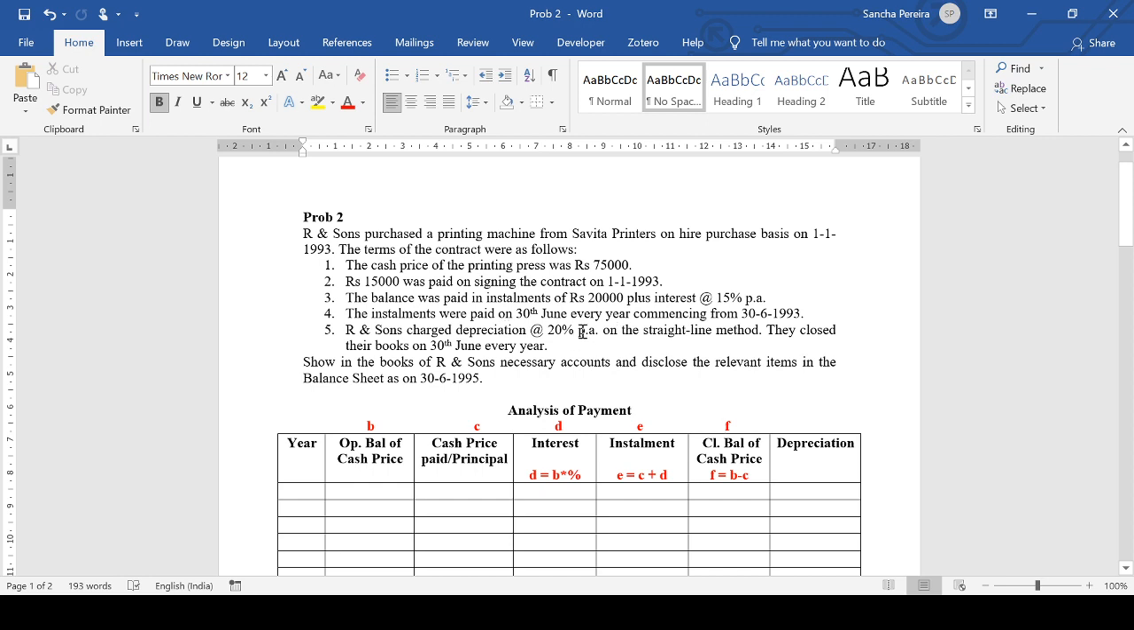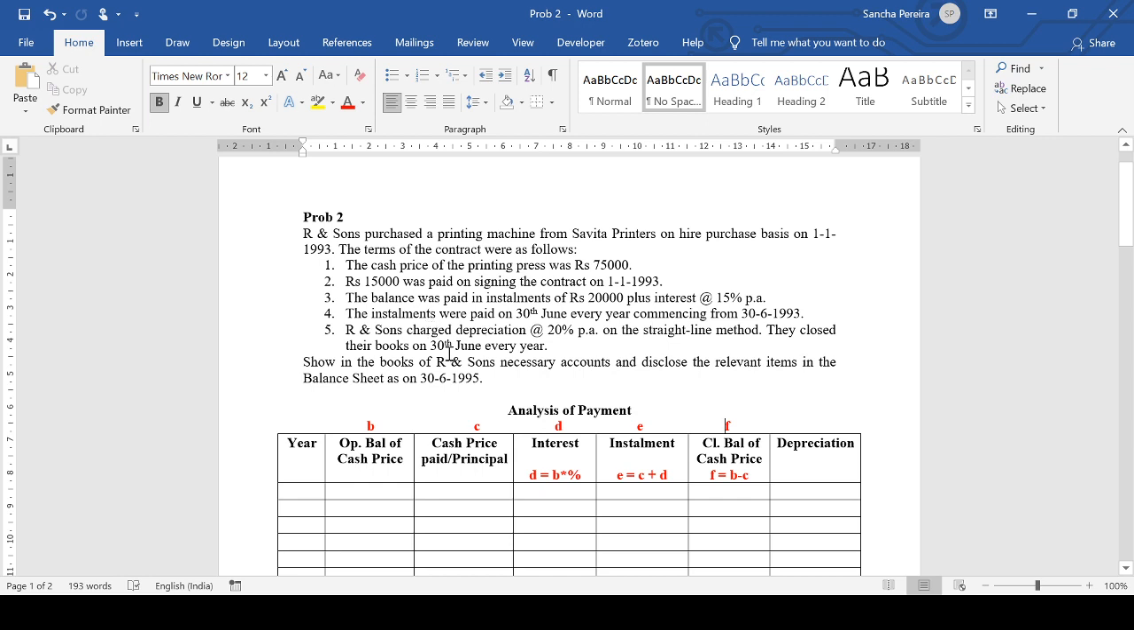The installments were paid on 30th June every year, so we need to be careful of this date. The installments were paid on 30th June every year, commencing from 30th June 1993. When was the machine purchased? The machine was purchased on 1st January 1993. So on 1st January the down payment was made, and 6 months later the first installment was paid. They didn't wait for a year to pay the first installment. Immediately 6 months later, they paid the first installment.